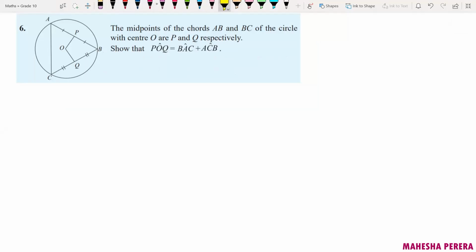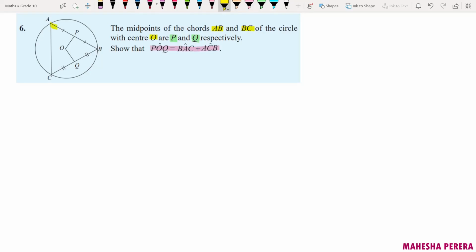The midpoints of the chords AB and BC of the circle with center O are P and Q respectively. Show that angle POQ equals angle BAC plus angle ACB.